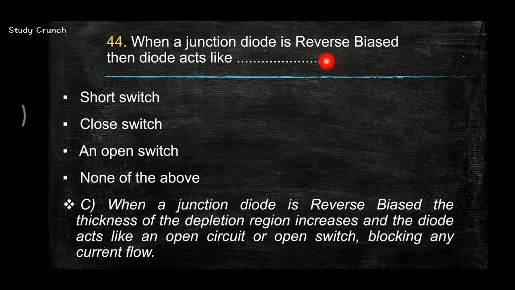Next, when a junction diode is reverse biased, then the diode acts like an open switch. So when the junction is reverse biased, the thickness of the depletion region will increase and the diode will act as an open circuit or open switch, blocking any current flow.